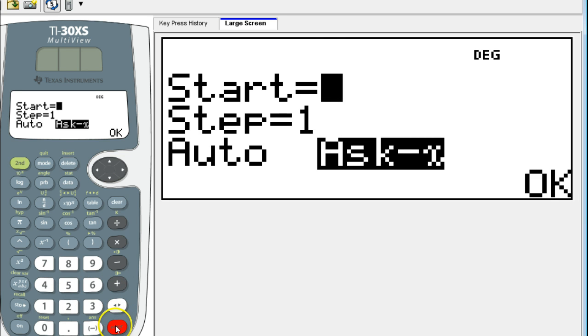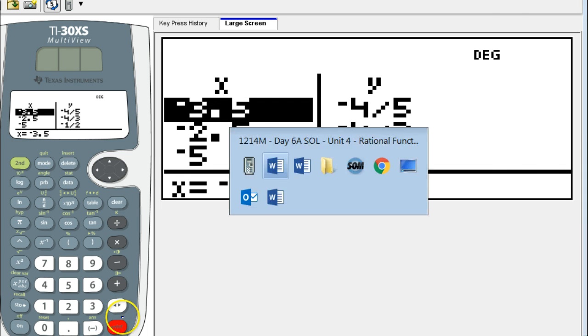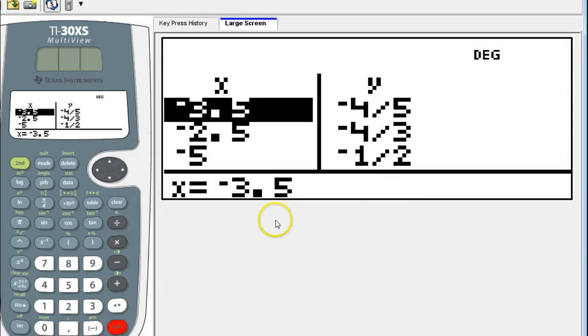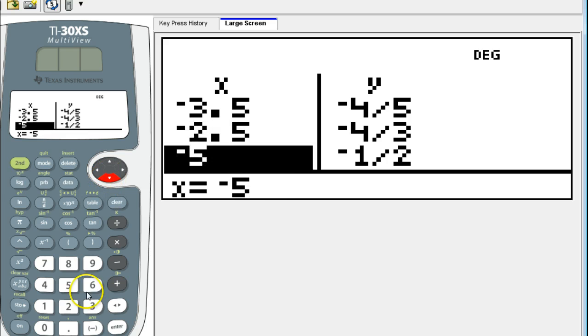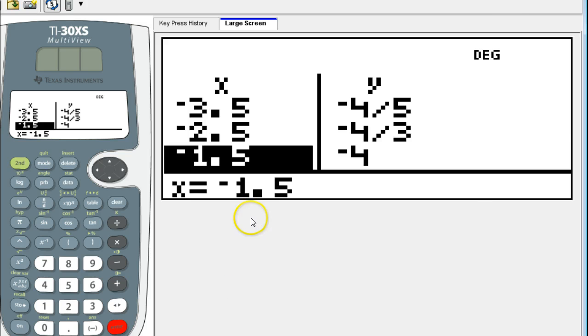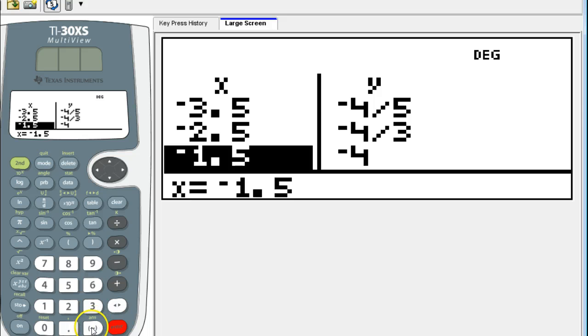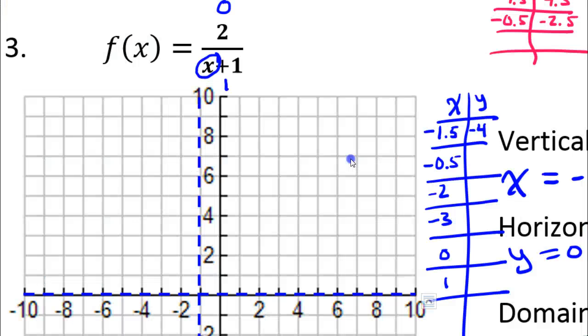Okay, I'm going to stay in ask mode for the decimals anyway. So decimal wise, I said I wanted -1.5, which, you know what, I'll just do it down here. So -1.5, that's -4. Okay, I also wanted -0.5. That's +4.